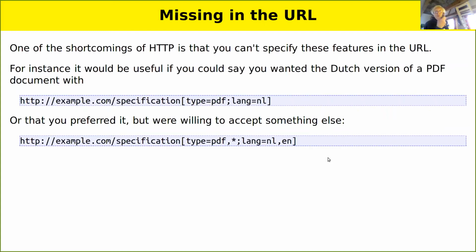One of the problems, of course, and why this facility is so underused, is that it's not exposed in the URL, these features of HTTP, which is in a way a great pity, because it would be really useful if you could say you specifically wanted the PDF version of the document in Dutch, for instance. And I mean, I've invented the syntax here, but it's not unreasonable. Or that you preferred PDF, but you're willing to accept anything they've got, and that you could give a couple of languages. These facilities are available. It's not available in the URL, and that's a shame.